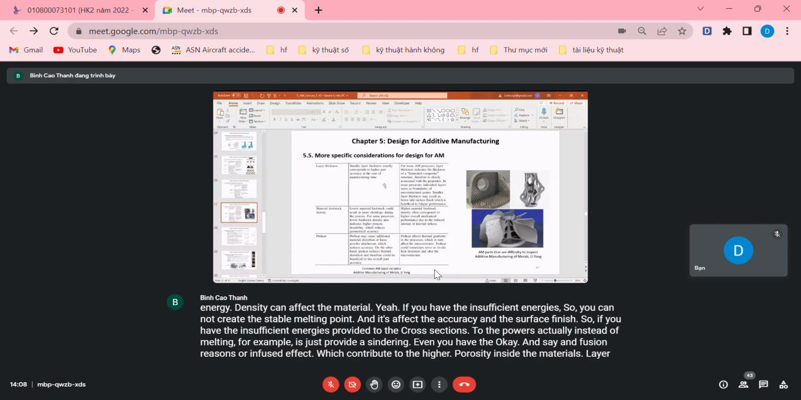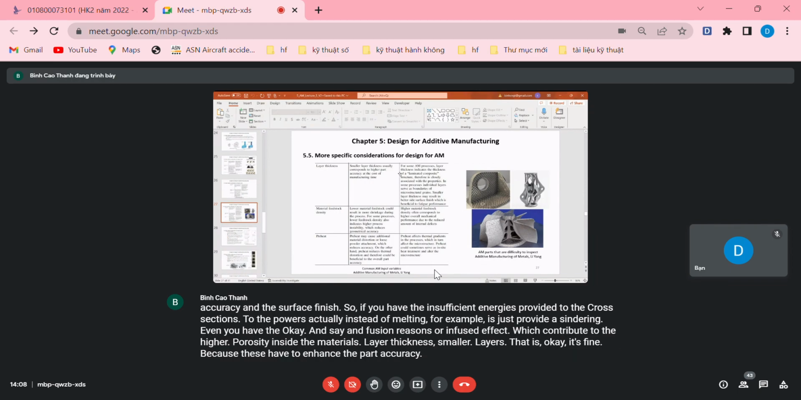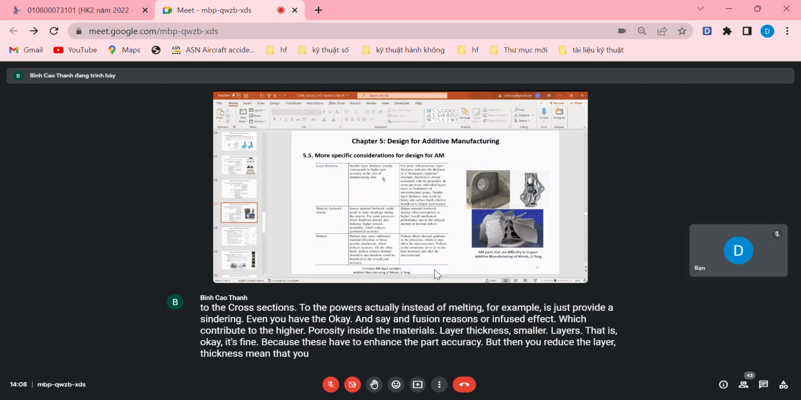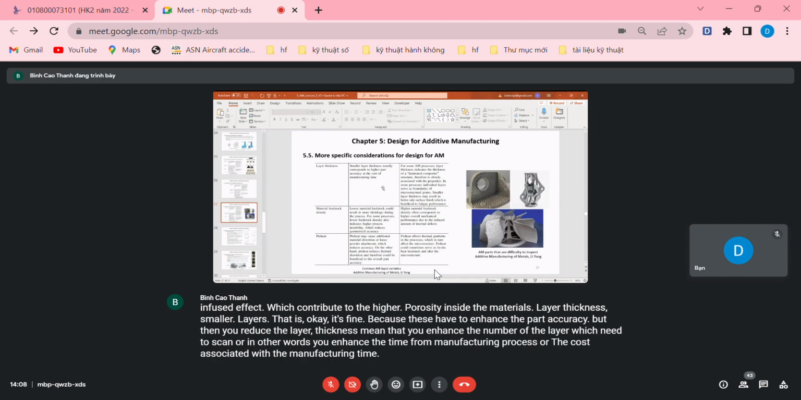Layer thickness. A smaller layer thickness is fine, because it enhances the part accuracy. But reducing the layer thickness means you increase the number of layers which need to be scanned. In other words, you increase the time for the manufacturing process, or the cost associated with the manufacturing time.